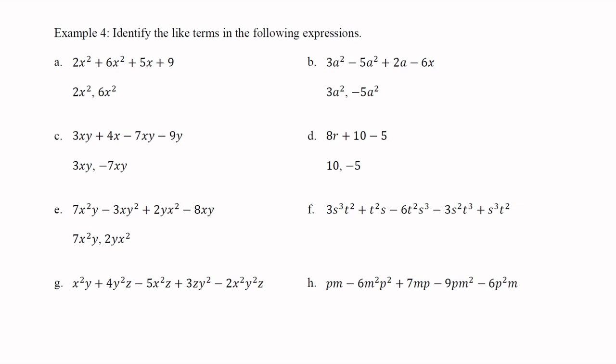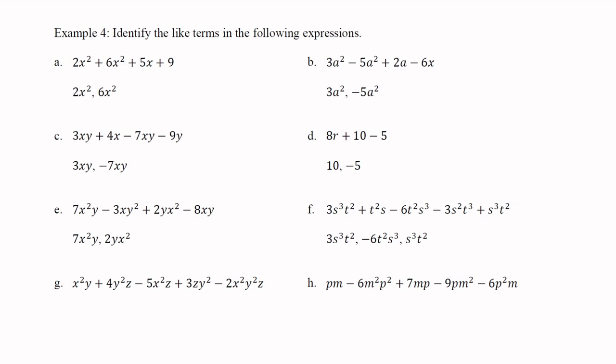For F, we have an s cubed t squared, we have a t squared s, we have a t squared s cubed. Okay, so that one's already the same as the first one. We've got the s cubed and the t squared. We have an s squared t cubed, which is not the same, and then we have an s cubed t squared on the end. So we've got three like terms here. The first, the third, and the last term are all t squared s cubed, or s cubed t squared, some variation of that.